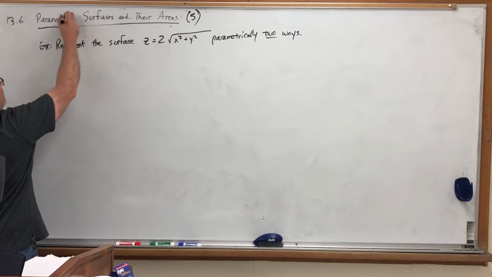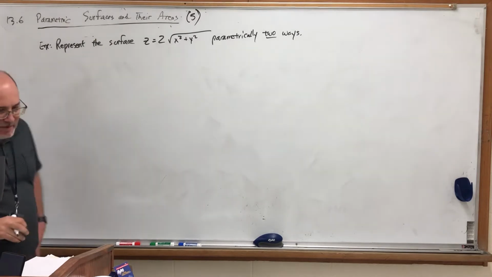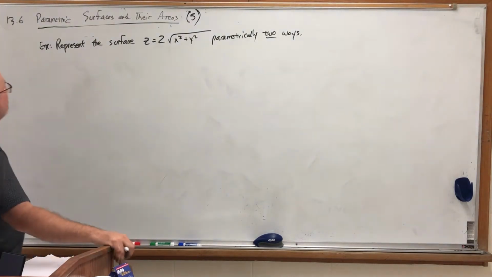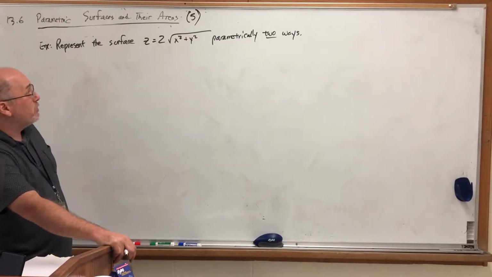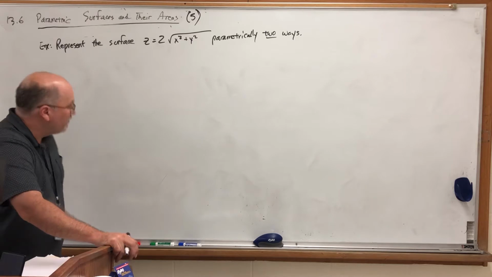Let's do another example of representing a surface by finding some parametric equations. In this case, we're going to do it two ways. Represent the surface z equals 2 times the square root of x squared plus y squared parametrically two ways.